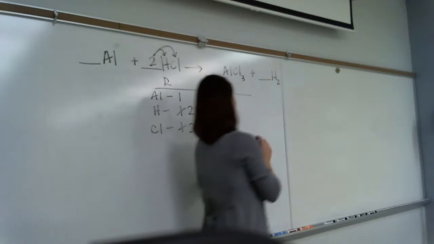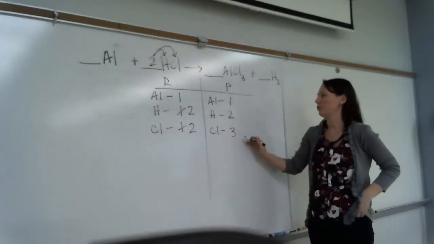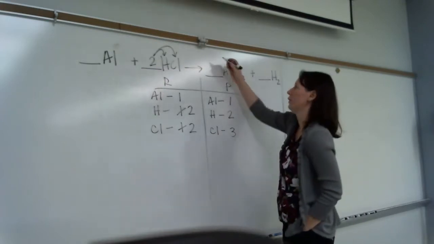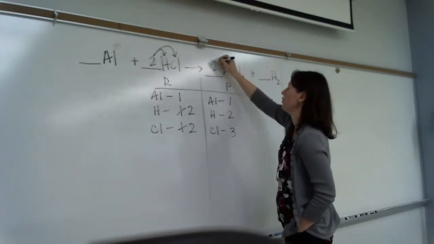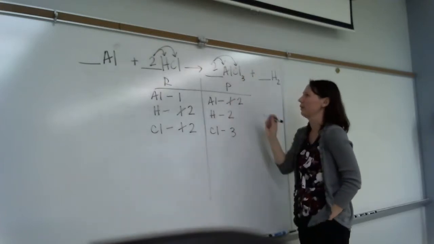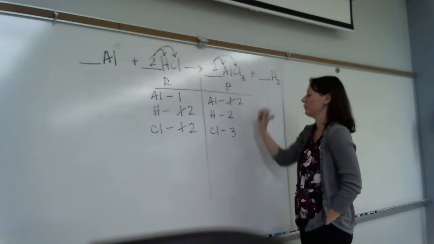3 times 2, right. So where does the 2 need to go? Right here, in front of the AlCl3. So if I put a 2 here, I've got to distribute it to them both. So that does mess up my aluminum. We'll go back and fix it later. 2 times 1 is 2. 2 times 3 is 6.